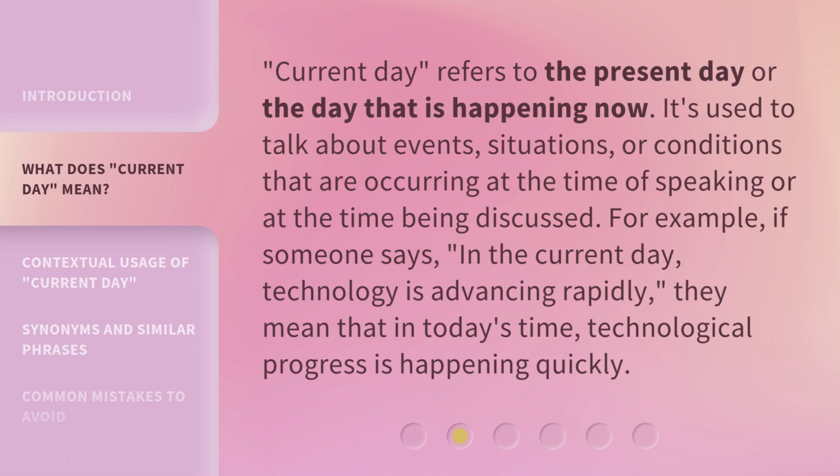Current day refers to the present day or the day that is happening now. It's used to talk about events, situations, or conditions that are occurring at the time of speaking or at the time being discussed. For example, if someone says, "In the current day, technology is advancing rapidly," they mean that in today's time, technological progress is happening quickly.